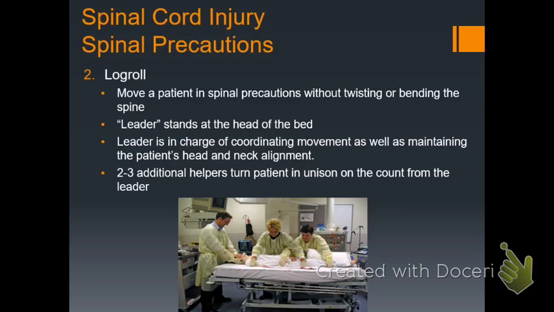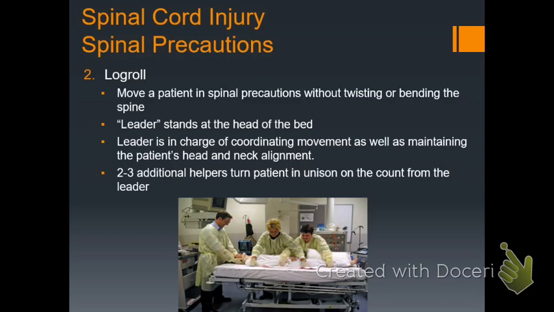It does require two to three people. One person is always at the head, whether they have a collar or not, and that person is in charge. Yes, Brad, that person is in charge of the roll. And then the other two people, you see how they're crossing arms there. They do that so they work in tandem, so that one person's not pulling the chest real hard and the other person's not pulling the legs. So they cross hands.